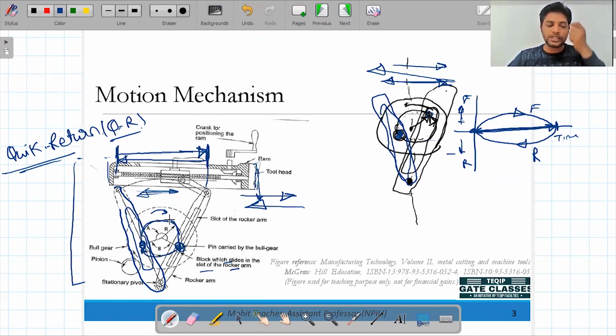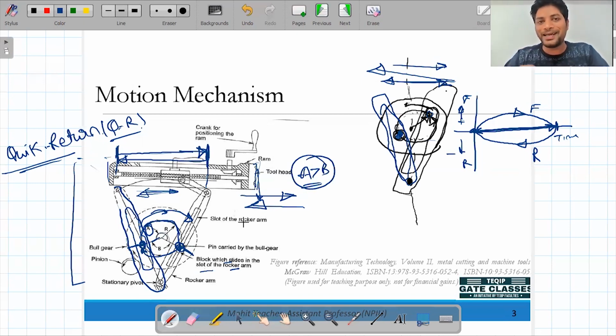Now if you see the angle, during the forward motion, from here to here, this is the forward motion. This one, angle A, is taken. Now if you see at 360 degrees, starting from here, you can see that A is greater than B. A is greater than B. Okay, meaning the angle during the forward motion is greater and during the return motion is less. And that's what we want.